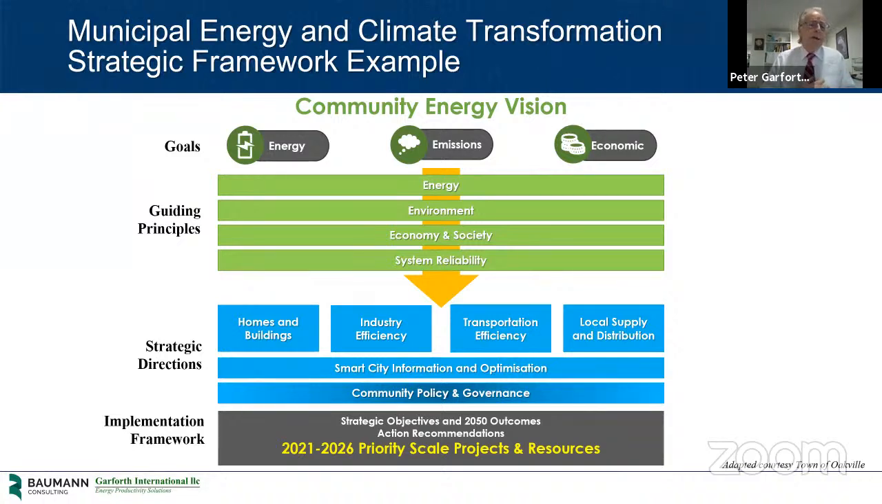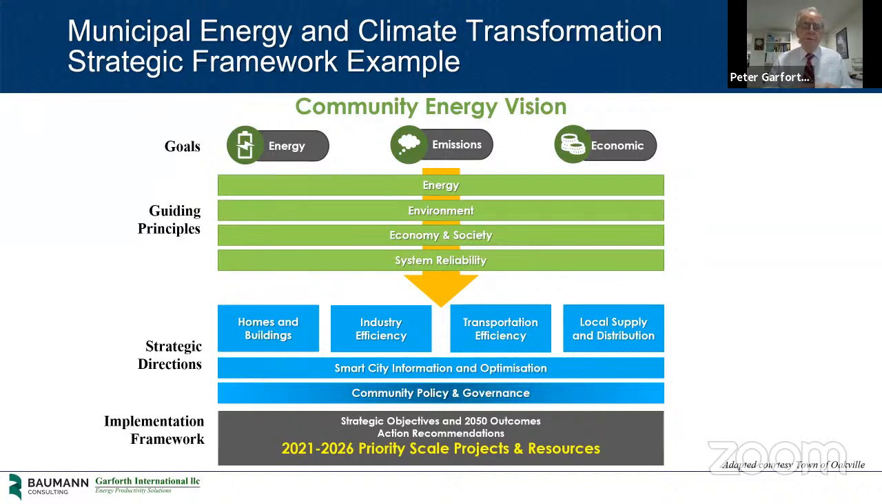Then the main energy consuming sectors: homes, buildings, industry, transportation, and then reconfiguring local supply and distribution. Then the information and optimization overlay, sometimes bracketed generically as smart city. And then the necessary shifts at the community level of policy, governance, and market practices.